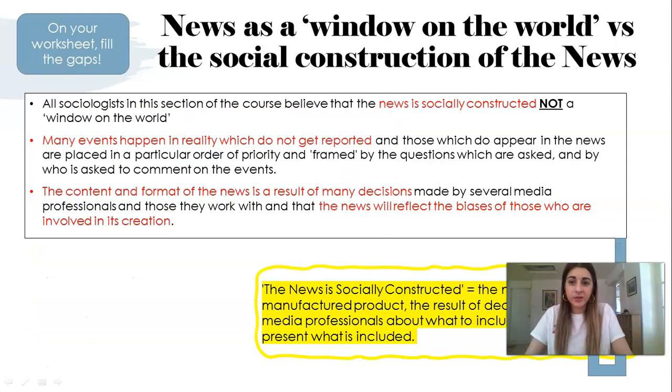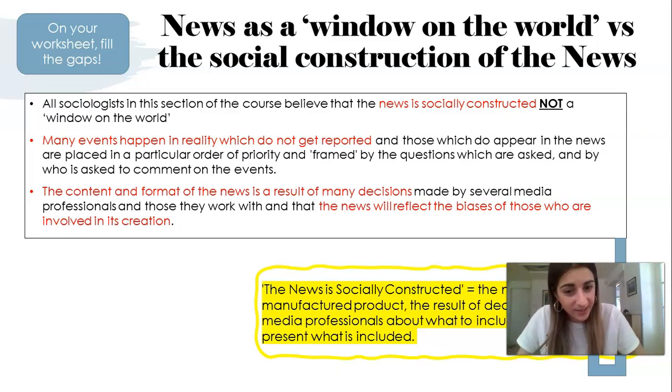So to start off with, your first activity is just to fill the gaps based on the information on the screen here. Now, all sociologists argue that the news is socially constructed. They don't believe that it's a window on the world where you accurately see what's going on in the world. No, they argue that it's socially constructed.